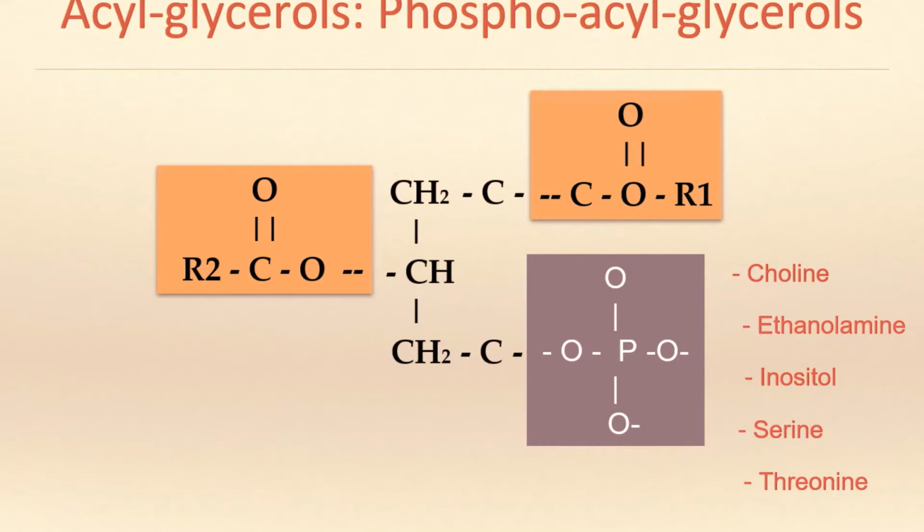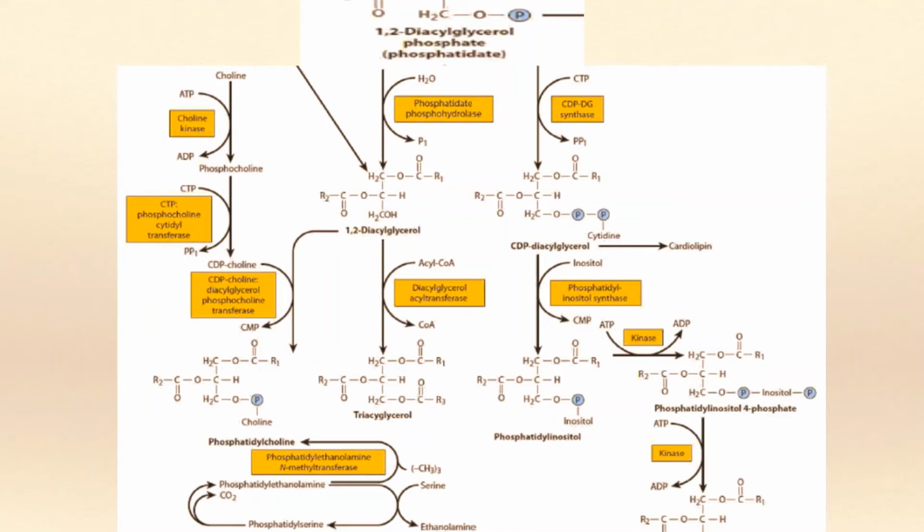Now, how exactly are these different phospholipids synthesized? We'll go step by step in detail. Here you can see a complex metabolic pathway showing the different phospholipid products. As we know earlier, we first get the 1,2-diacylglycerol phosphate. This 1,2-diacylglycerol phosphate is obtained from two sources, either from dihydroxyacetone phosphate or from glycerol 3-phosphate.